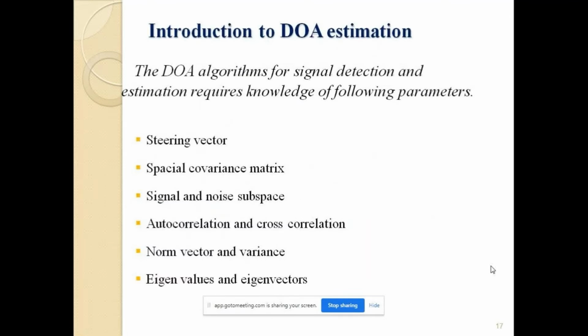Now let us go to the introduction of the direction of arrival estimation mathematical model. To understand the mathematical model of direction of arrival, these are the key parameters we need to understand. The key parameters or vectors that are very important and instrumental in developing the signal model are the steering vector, spatial covariance matrix, signal and noise subspace, autocorrelation, cross correlation, norm vector, variance, and eigenvalue vectors, etc.